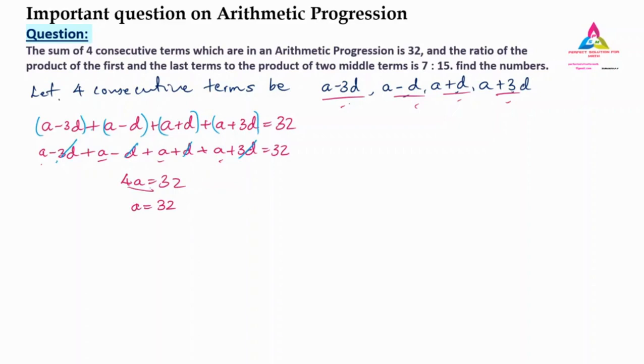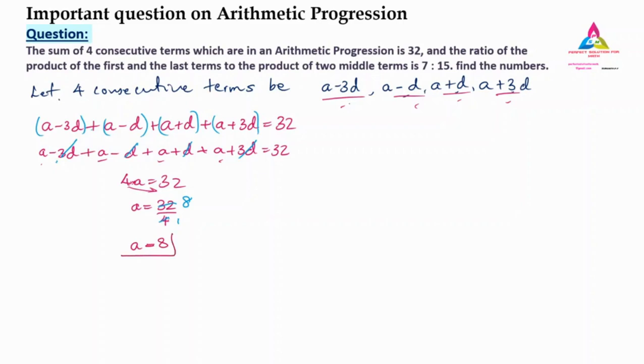So A value is nothing but 32. This 4 I have to shift. It is multiplication over here, so it will divide. So A value is how much? 4 ones are 4. 4 how much are 32? 4 ones are 4. 4 8s are 32. So we found A value is 8.